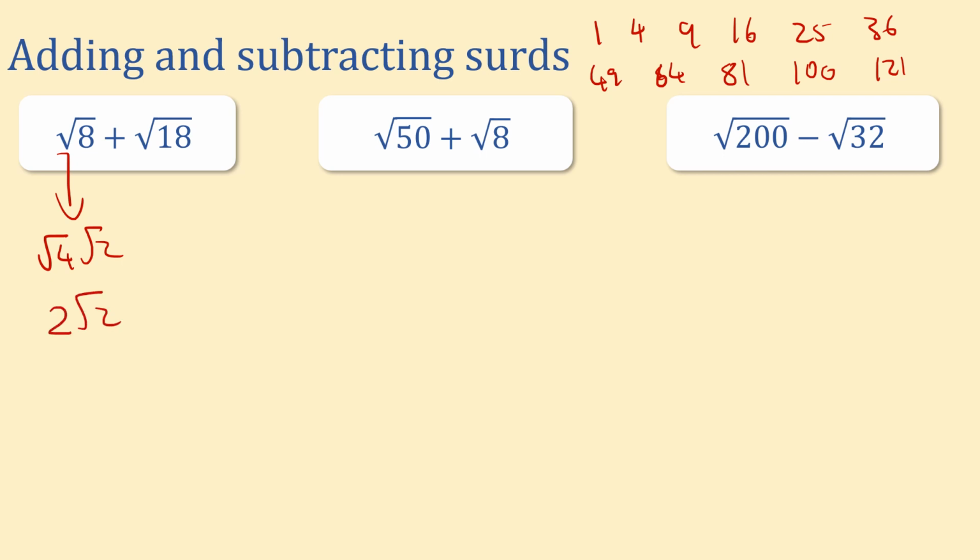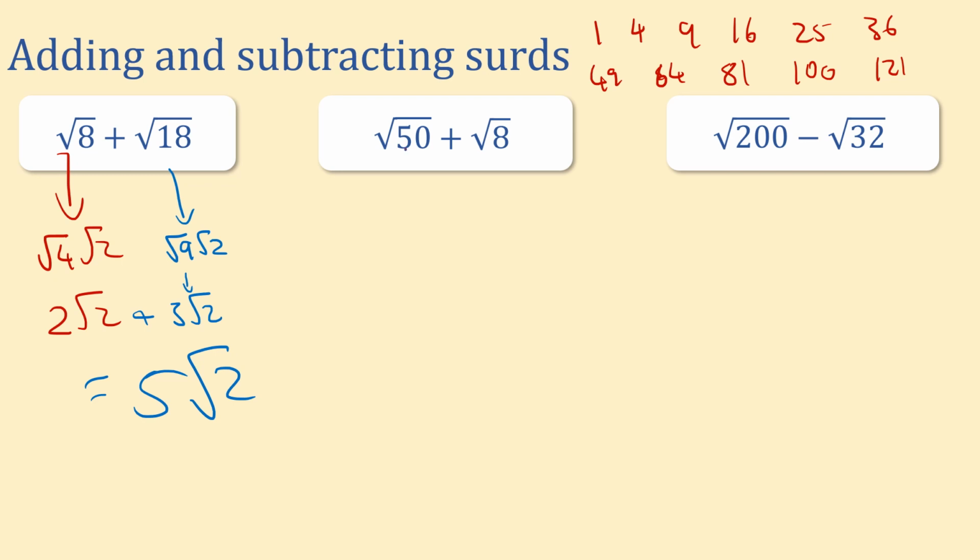Okay, and I'm done. With root 18, 9 goes into 18, so this can be rewritten as root 9 times root 2, and then root 9 is just 3. So this breaks down to 3 root 2. So I've got 2 root 2 plus 3 root 2. Overall, I've got 5 lots of root 2. Okay, see if you can do the next one.